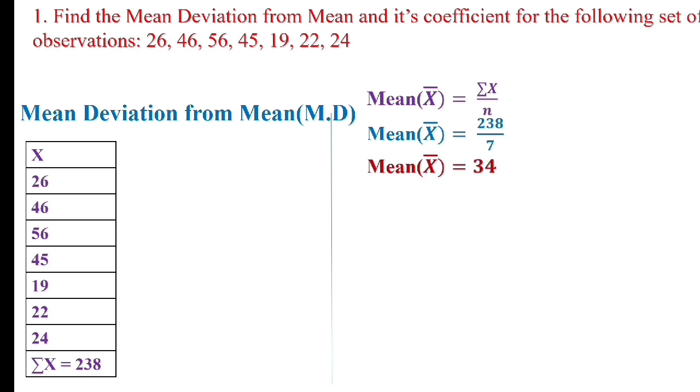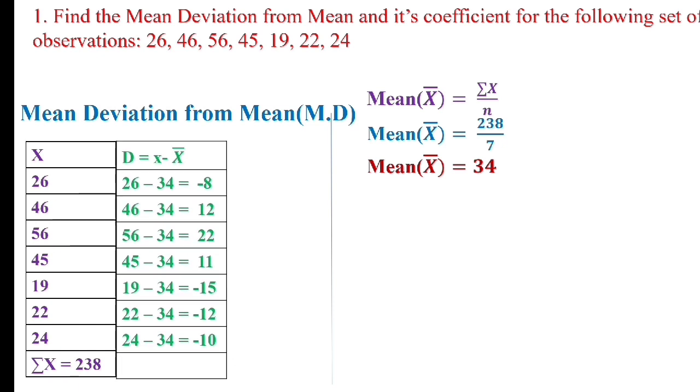Why are you finding the mean? Mean deviation we are finding through the mean. So we need to find out capital D, which represents x minus x mean value. Mean value here is 34.